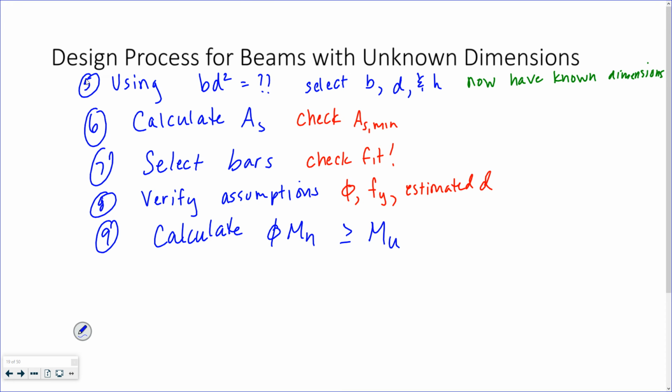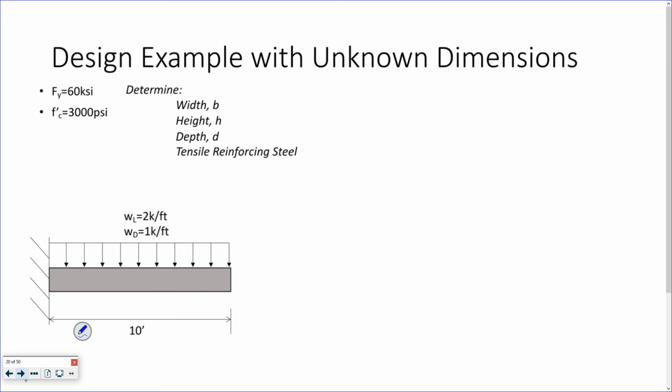Okay. So once we get through step 5, we're back to where we were with the last lecture, and once we get to step 9, we're back where we were from the beginning of the semester. We're just adding layers of complexity. So let's do an example.